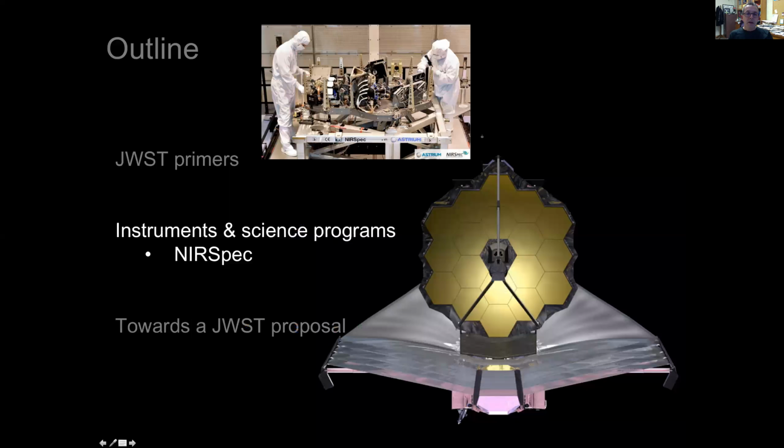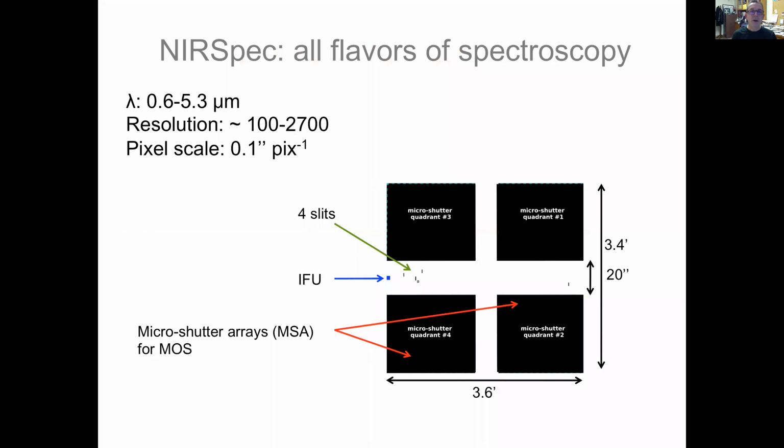Okay, now moving on to another major science instrument, NIRSpec. NIRSpec is built by ESA, the European Space Agency, in collaboration with NASA for the detector. So this is basically the main spectroscopy capability of the observatory. NIRSpec can do various types of spectroscopy.